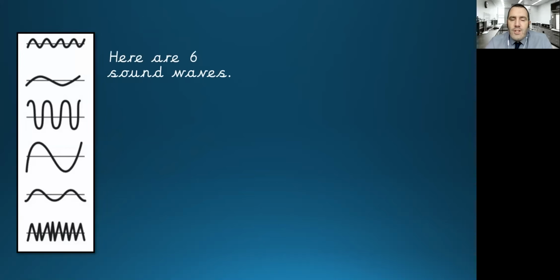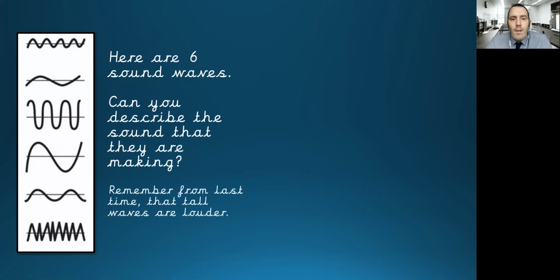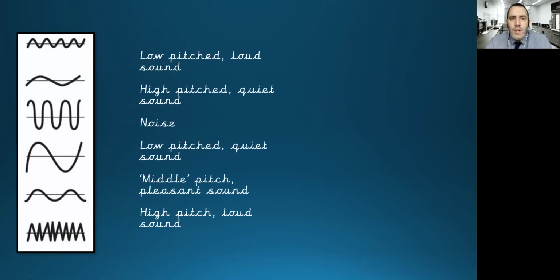Now, I've got six sound waves on the screen for you. Can you describe the sound that they're making? So remember from last time that the taller the wave, so the further away from the middle line they go, the louder that sound is going to be. So I've got the descriptions here. A low pitched loud sound, a high pitched quiet sound, just general noise, a low pitched quiet sound, a middle pitch pleasant sound, and a high pitch loud sound.